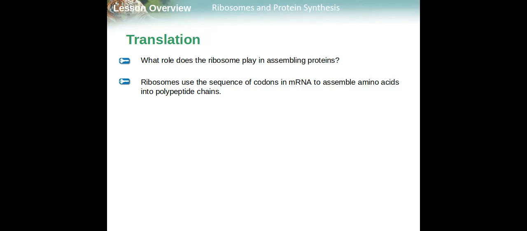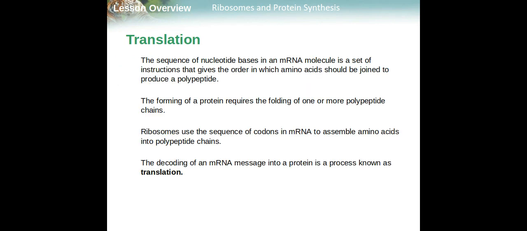So what role does the ribosome play in assembling proteins? Ribosomes use the sequence of codons in messenger RNA to assemble amino acids into polypeptide chains. I think we're going to stop here, and then we'll pick it up in the next video.